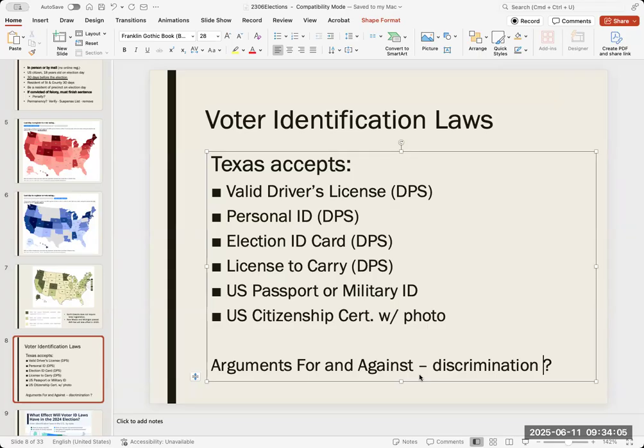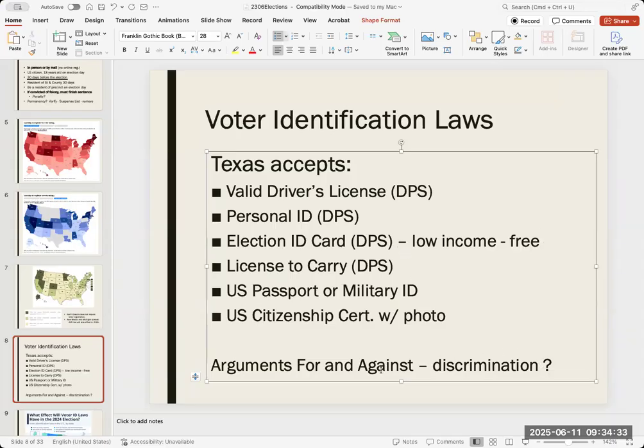So Texas does accept a wide variety of IDs. You can see the list, your ID, your driver's license. You can actually go to the DPS and get a personal ID, even if you cannot drive. You can still get an identification card. And the state will actually, if you are low income and below the poverty line, provide that free of charge.